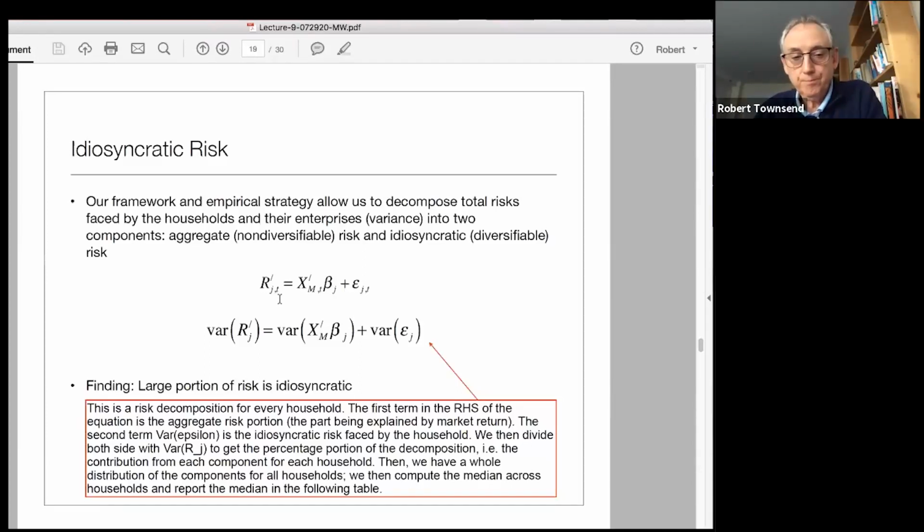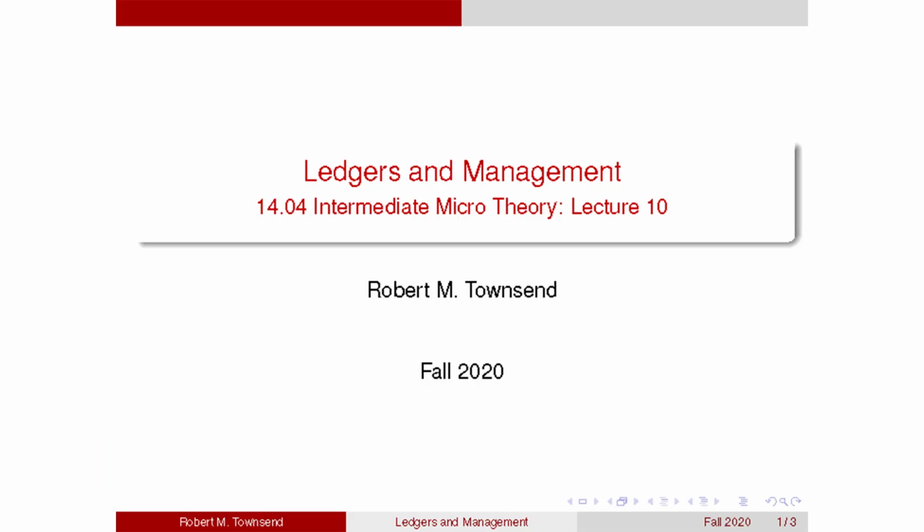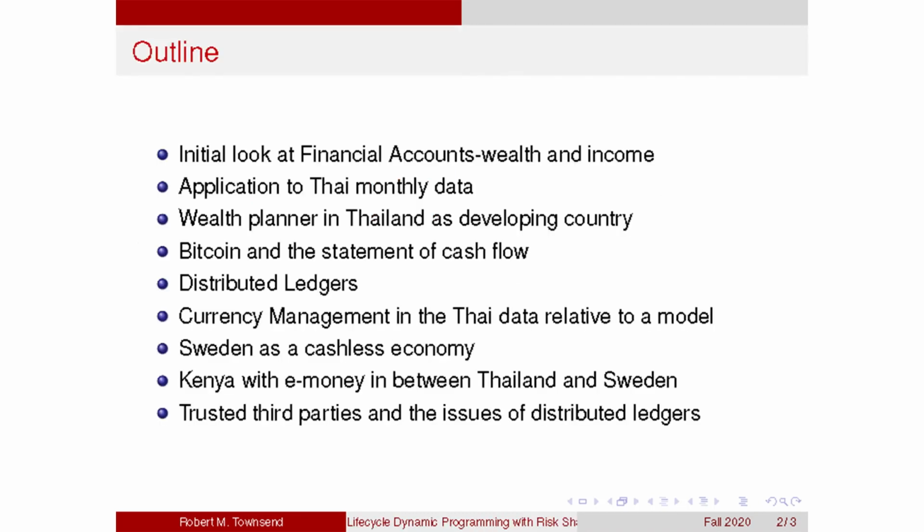Other questions? Okay. So that was all this stuff on risk sharing. Then in lecture 10, we started to introduce these ledgers and financial accounts and other measurement issues. Actually, there's a lot going on in this lecture, as I'll review with you. We did the wealth planner stuff, looking at the balance sheet and the income statement. Then I went to the other statement, the statement of cash flow, and we thought about Bitcoin as an example, having the balance sheet and the cash flow in one place.